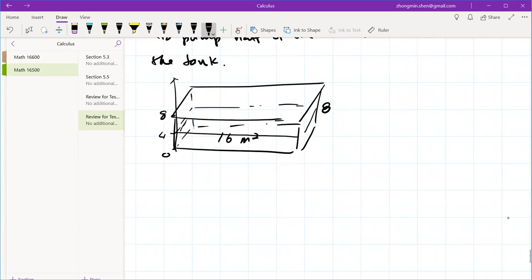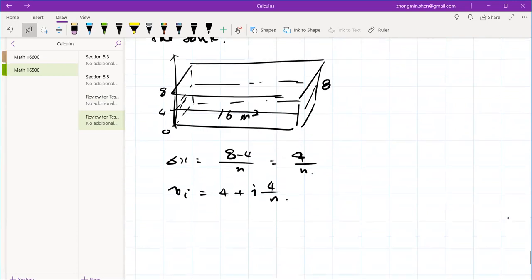So the idea is divide this interval into many slices. So delta x is going to be 8 minus 4 divided by n. It's 4 over n. And the xi is going to be 4 plus 4i over n. Okay. So that is the xi and the xi minus 1. So that's one slice.